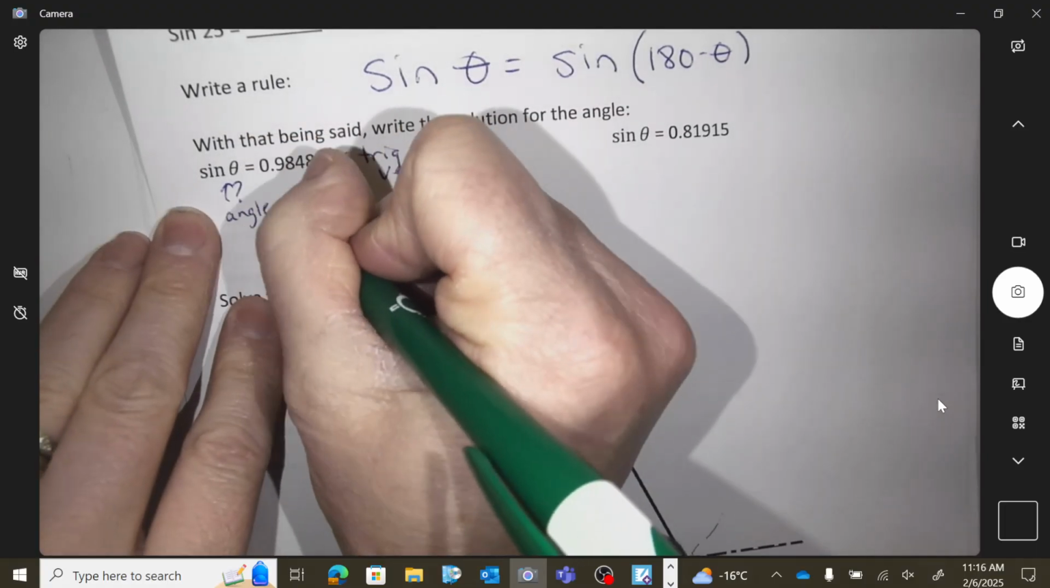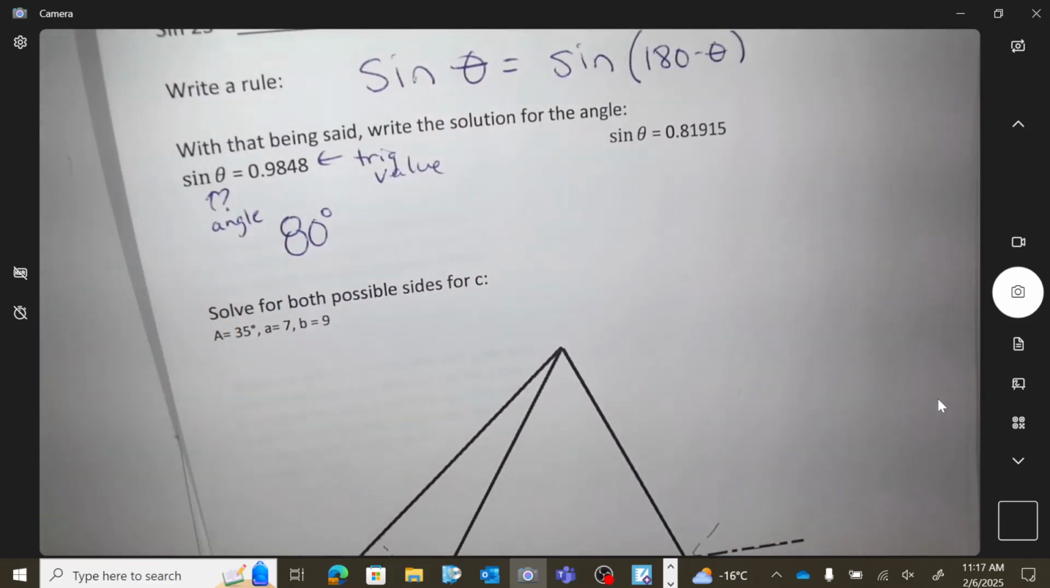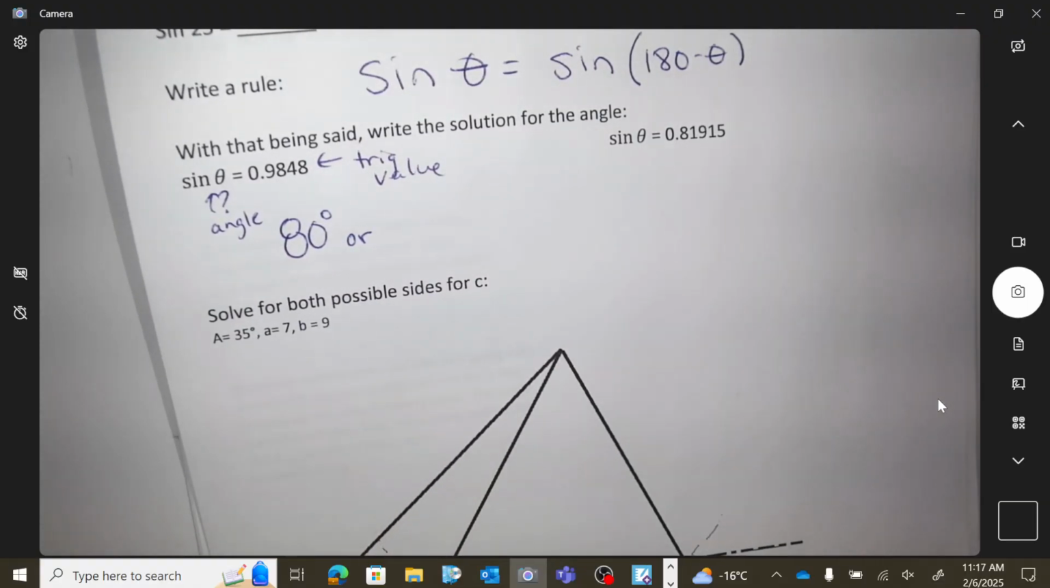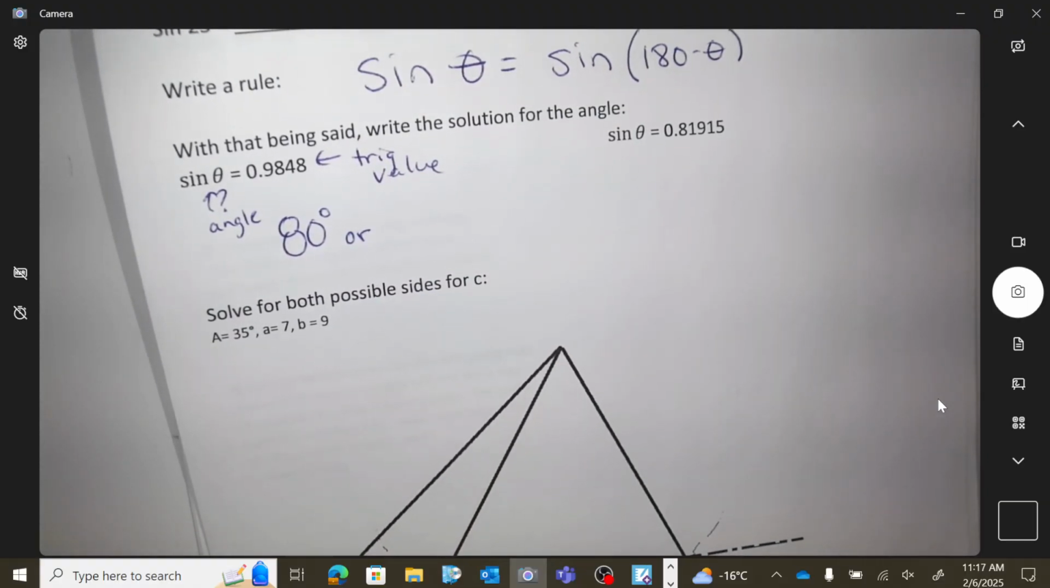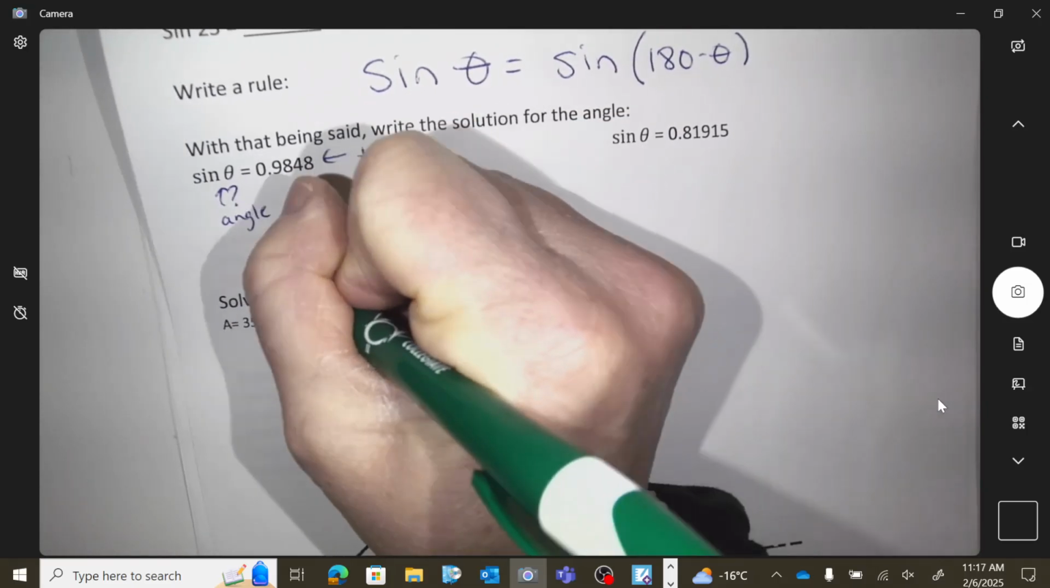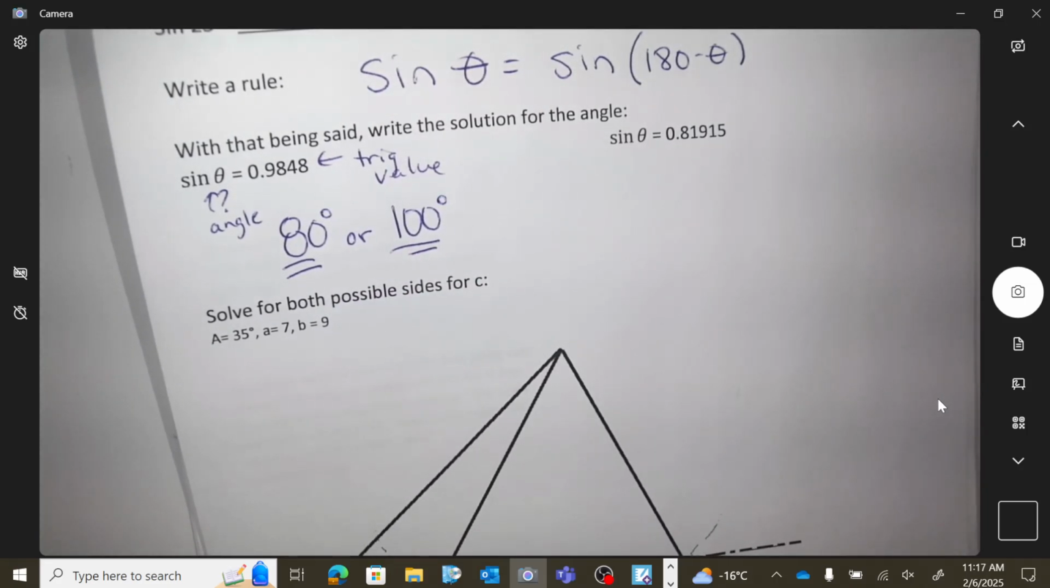Are you going to write me that 80 degrees is your answer? That's good, but you're only half right. Anybody have something else to add? There's another answer. Your calculator won't do it for you though. Or 100 degrees. There's 2 answers, but your calculator can't do that for you.